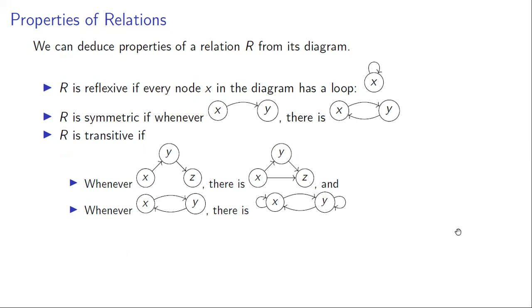Anyways, if you want the relation to be transitive, then that will only be true if the diagram follows these two things. Whenever you can go from X to Y and from Y to Z, there has to be an arrow directly from X to Z. And whenever you can go from X to Y and Y to X, you have to be able to go from X to itself directly and Y to itself directly.